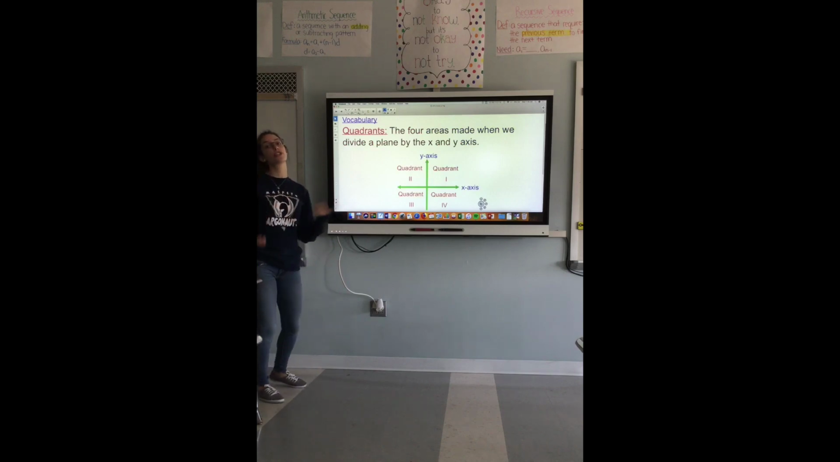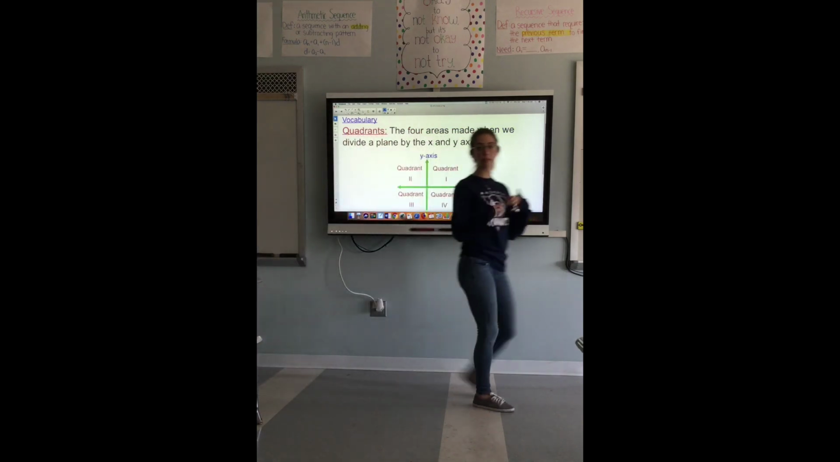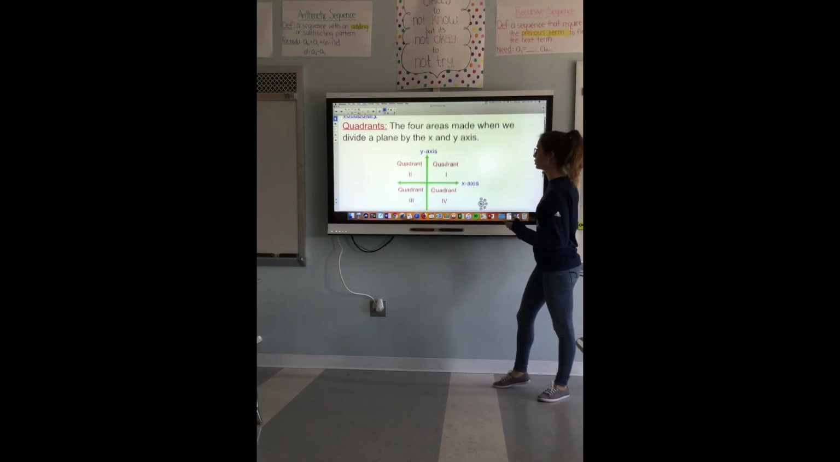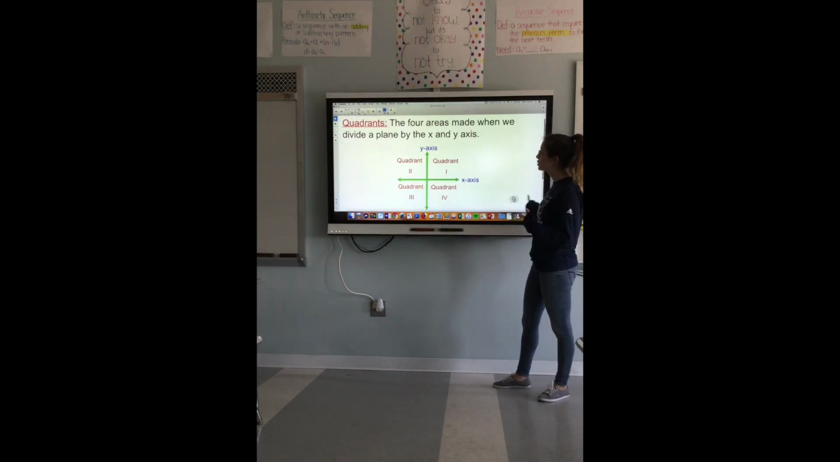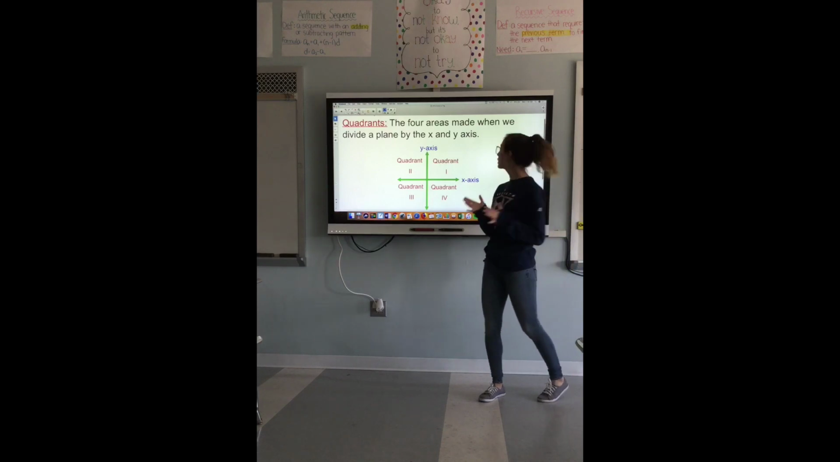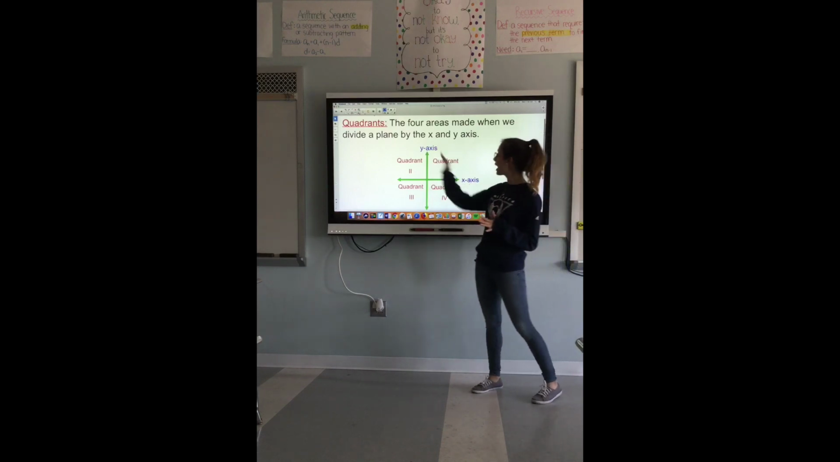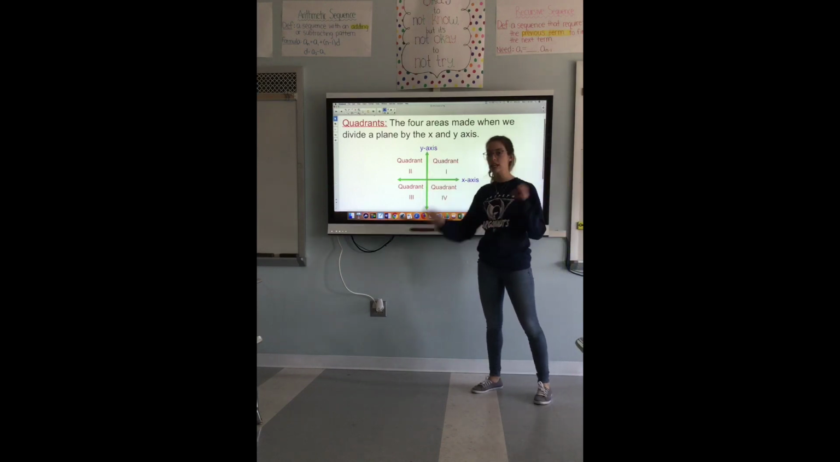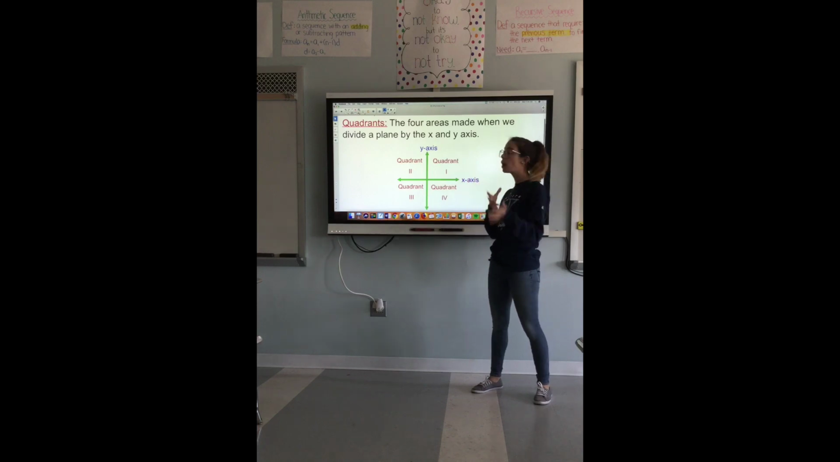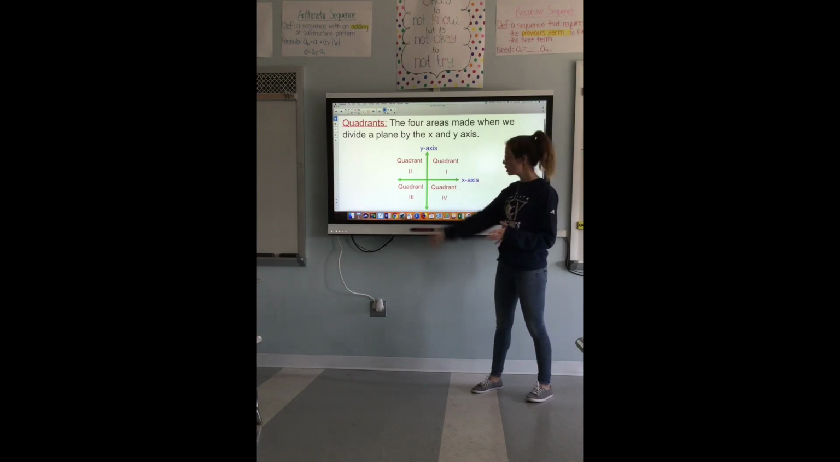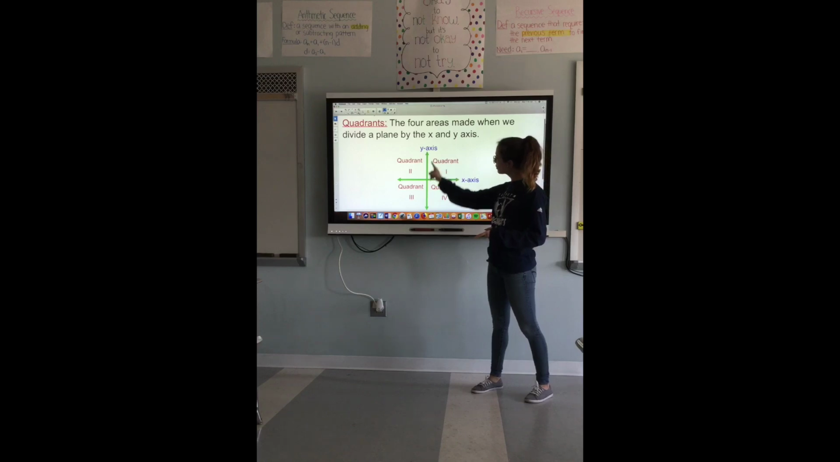Now, we do have a bunch of vocabulary to get through, so if you need to pause the video at any point, please do. So, quadrants. Quadrants are the 4 areas made when you have an x-axis and a y-axis. It's important that you know which quadrant is labeled which. So you start at this quadrant right over here.